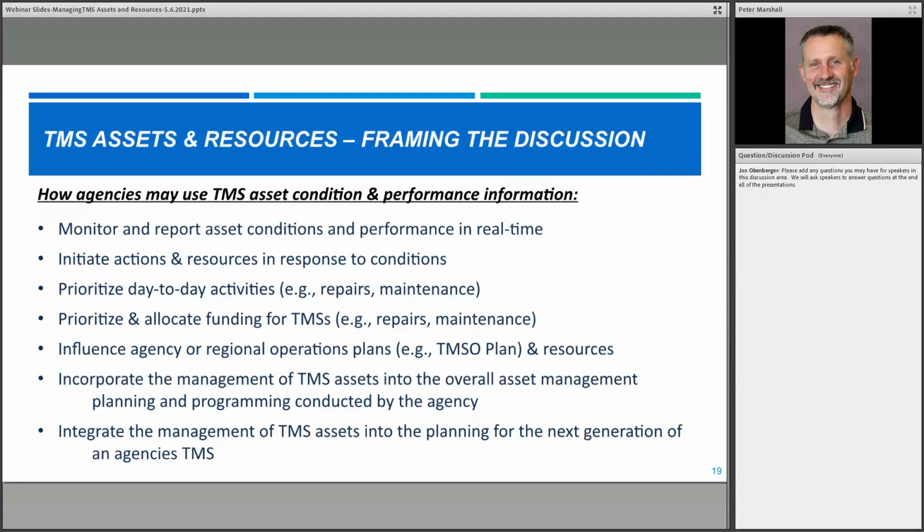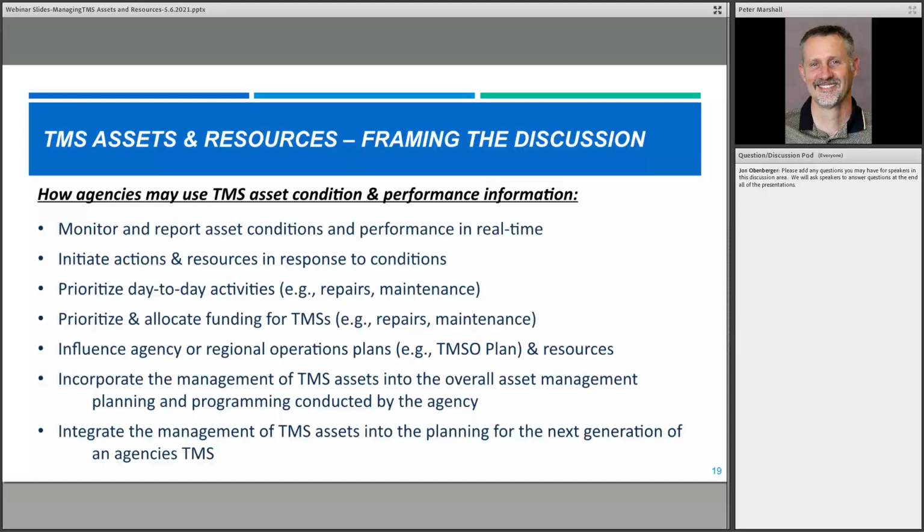All right, so to wrap up this first session, let's talk about how agencies can use what we've discussed for TMS asset condition and performance information. So asset management requires monitoring and reporting asset conditions and performance in real time, resulting in actionable information. And actions are initiated and resources assigned in response to the measured and documented conditions. And day-to-day activities are prioritized based on impact and need.